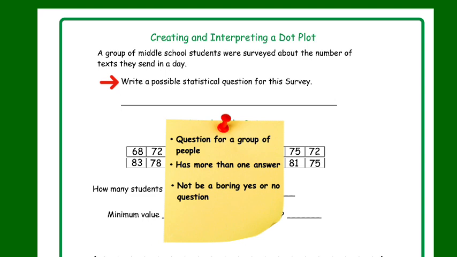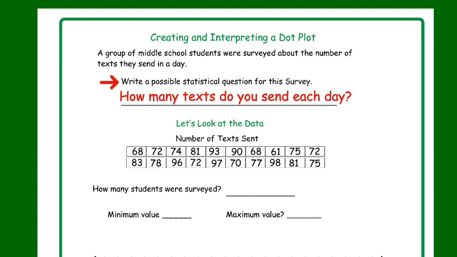All right, one possible survey question could have been, how many texts do you send each day? This question can definitely have more than one answer, and it is not a yes or no question. You wrote a great question if yours was something similar to this. Now let's look at the data.